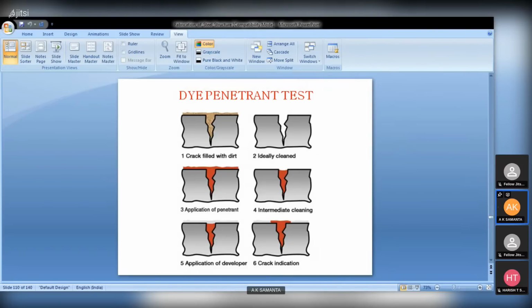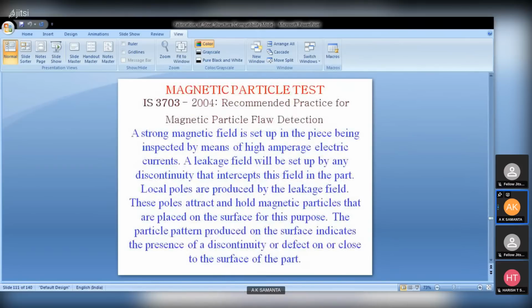Means we are giving two types of dye. The first dye has less viscosity, so it will go inside the crack. And after that, one developer will be applied there. It will extract the color, so that the color will be visible. So this is dye penetrant test.